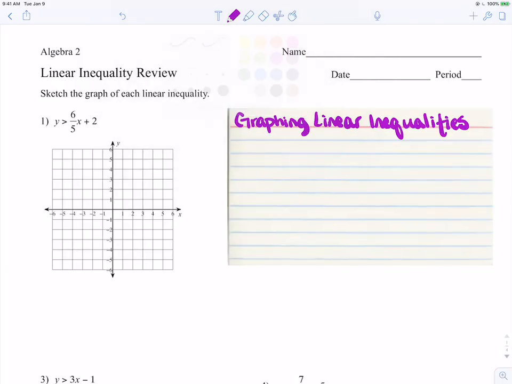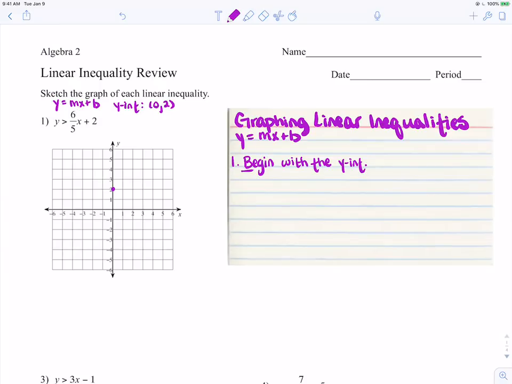Step number 1, if you are in slope-intercept form, is to begin with the y-intercept. So I see that if I look at this inequality in slope-intercept form, my y-intercept is positive 2, so I plot positive 2 on the coordinate plane.